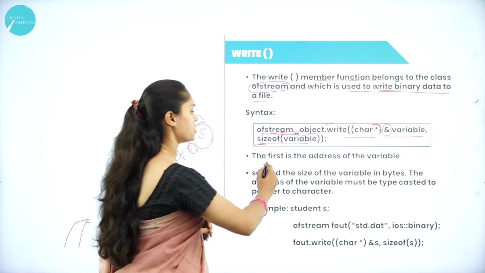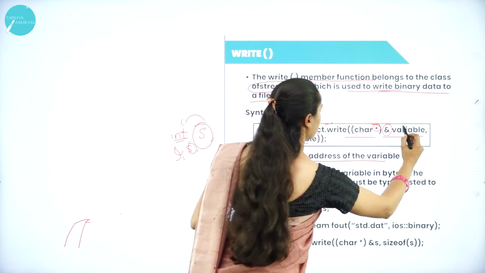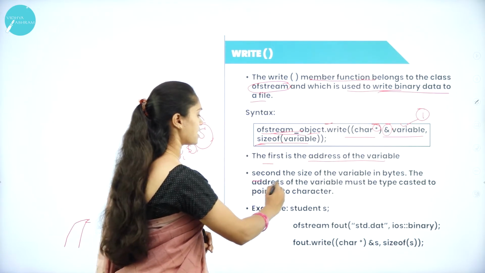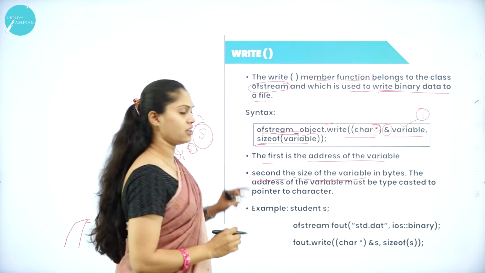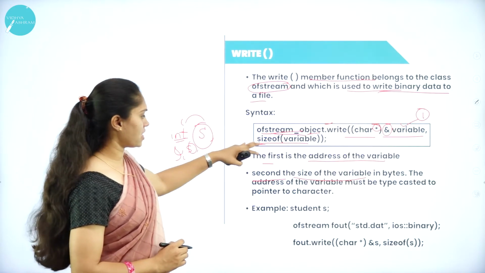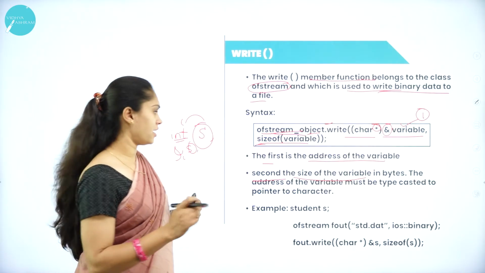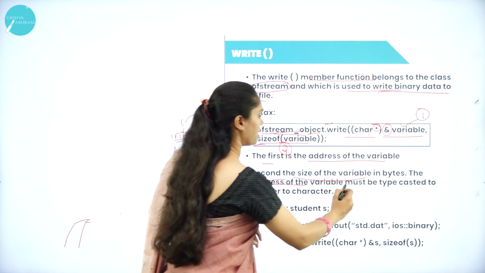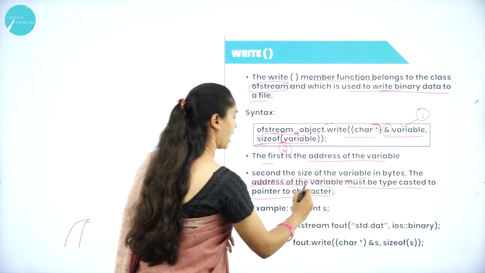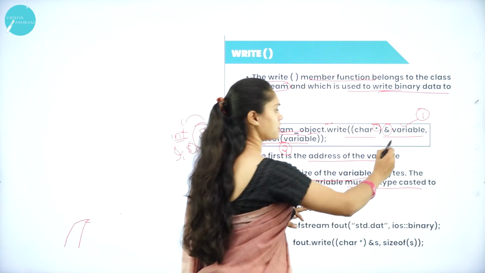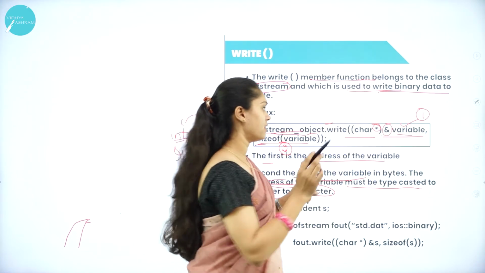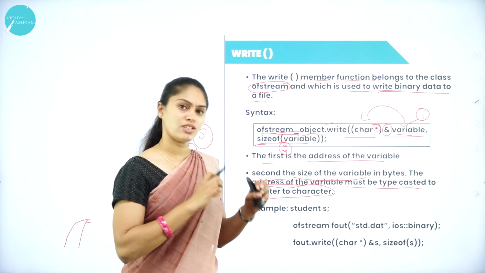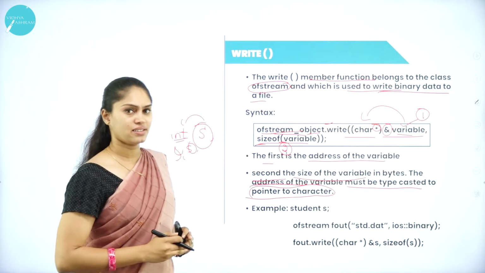If you see here, the first is nothing but the address of the variable. This is the first argument that I am sending to this write function, and second I am sending the size of the variable, which must be in bytes. So the size of a variable I am going to send as a second parameter. Getting? After that, the address of the variable must be typecasted to the pointer to character. Whatever the address of variable I specify will be typecasted to a character pointer variable. Getting? So that will hold the address of another variable.